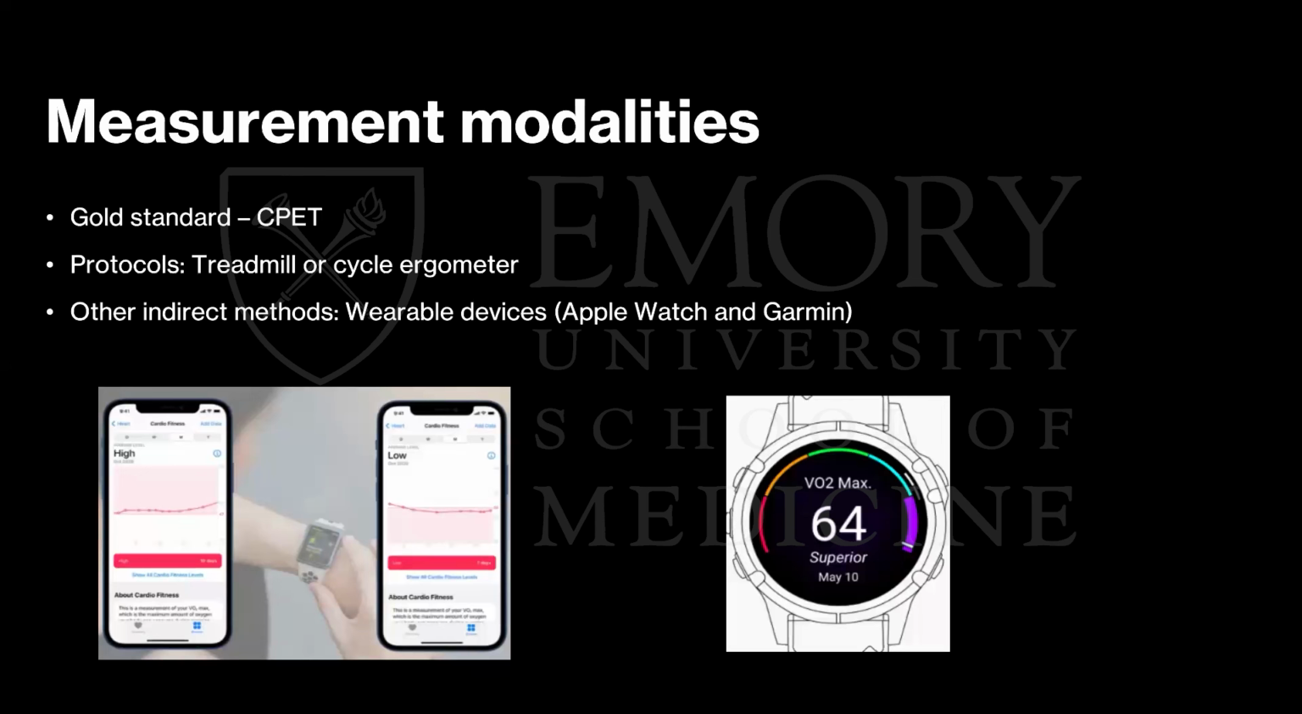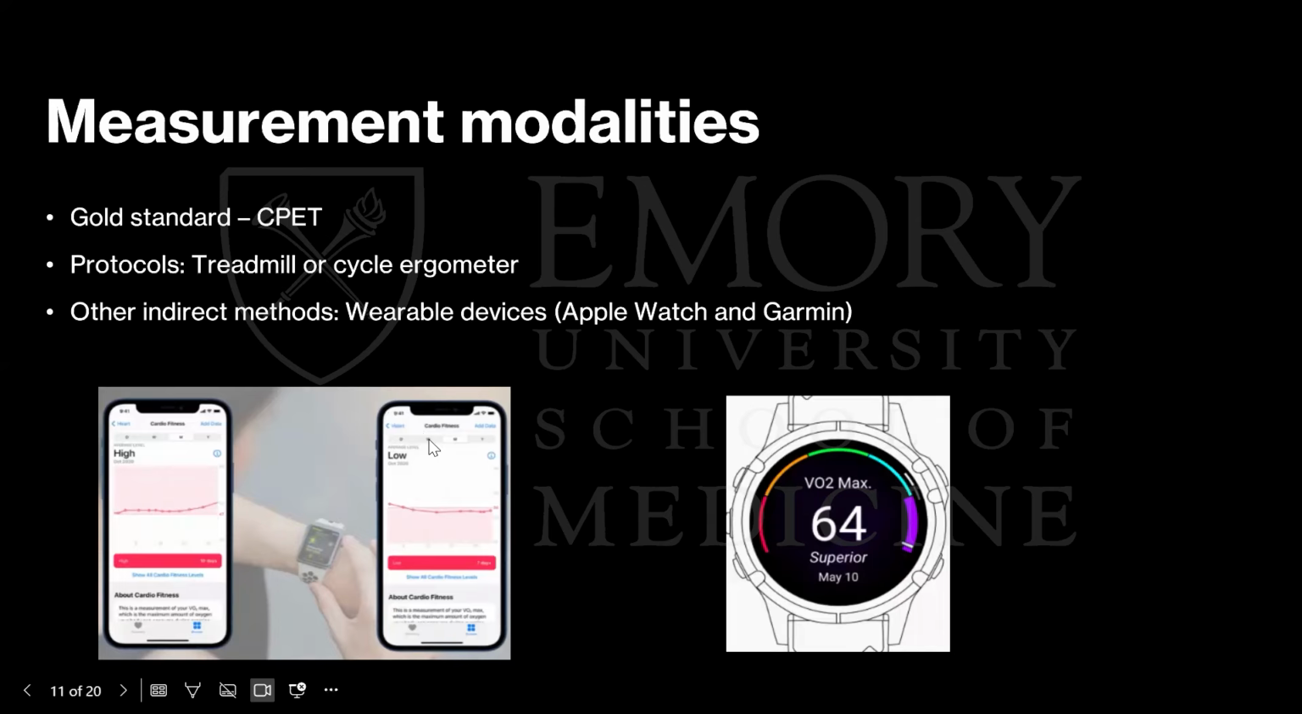So the measurement modality. The gold standard for getting any VO2 max would be a CPET, which we kind of talked about earlier in the presentation. That's typically done on a treadmill or a cycle ergometer, or it could be done through these indirect methods, as I already mentioned, your Apple Watch.